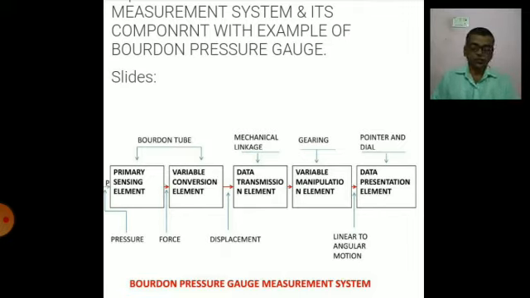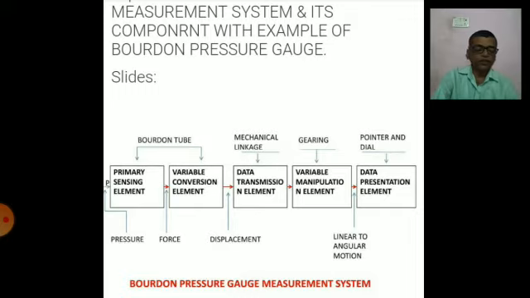Most of the measurement systems contain three main functional elements. First is the primary sensing element, second is the variable conversion element, and third is the data presentation element. Now we will see how the generalized measurement system is applied to the various elements of the system. So the first element is the primary sensing element. What is the primary sensing element?